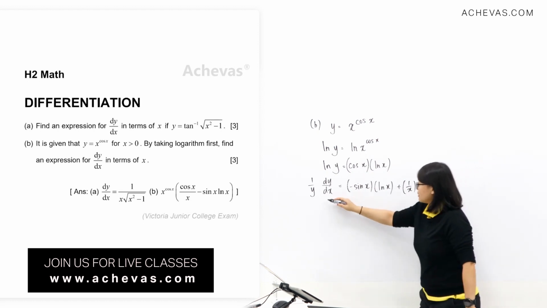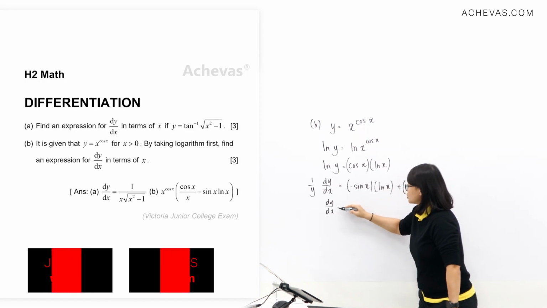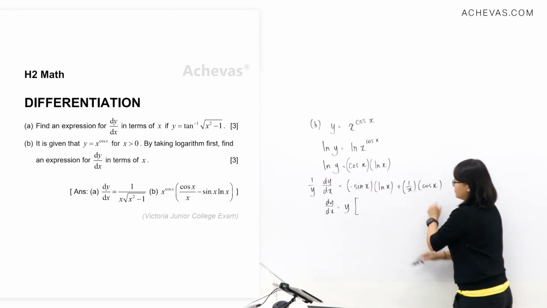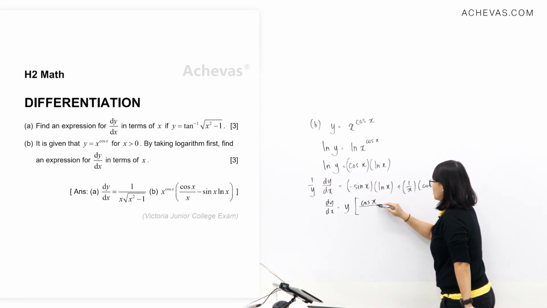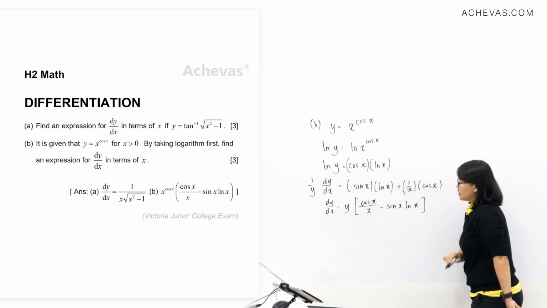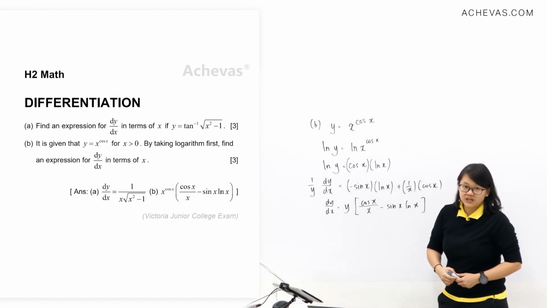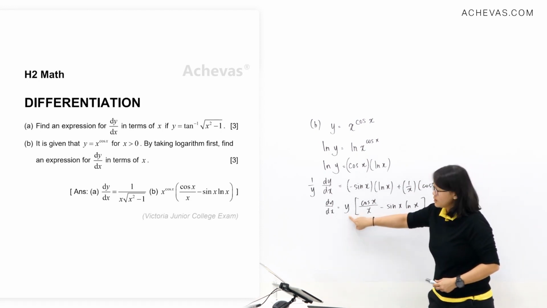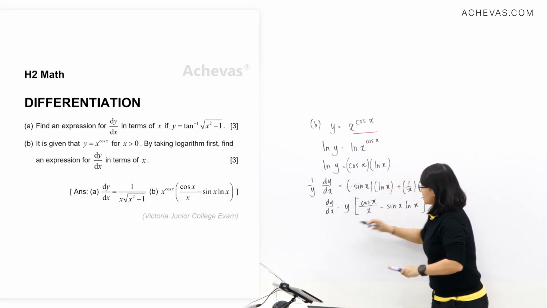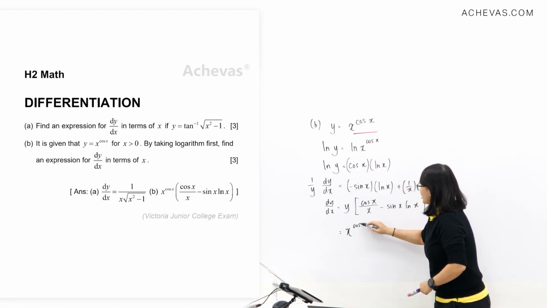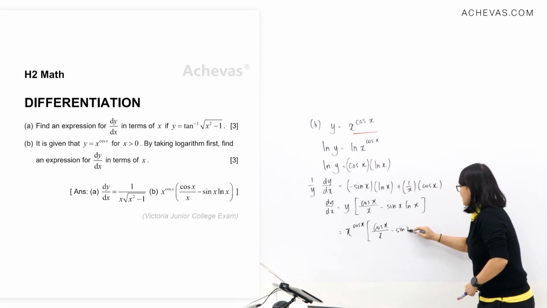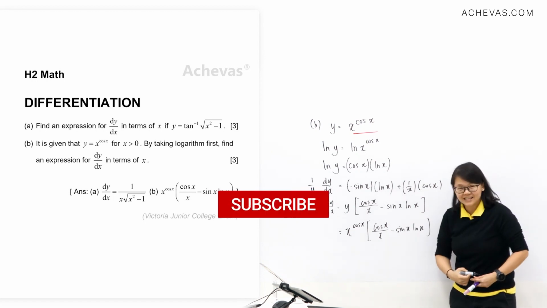Next will be simplification. I'm going to write dy/dx equals to, so I'm going to multiply y here. Alright, I'm just going to rewrite this one in front first. So I'll be getting cos x over x minus sine x ln x. Now do take note that the question says we need to put in terms of x. So this y, we are going to replace it with this term over here. So next line, we will be getting x to the power of cos x times cos x over x minus sine x ln x. That's all for part B.